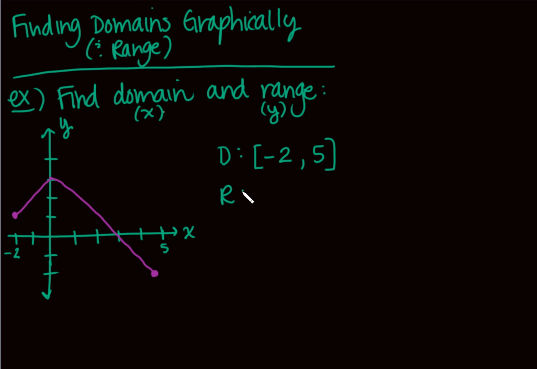What is my range in this case? So now my range, I'm going to look up and down. So at this point right here, what is the lowest it gets here? That's -2. And then I come all the way up. I'm getting all these y values in between up until this point right here, which is 3.